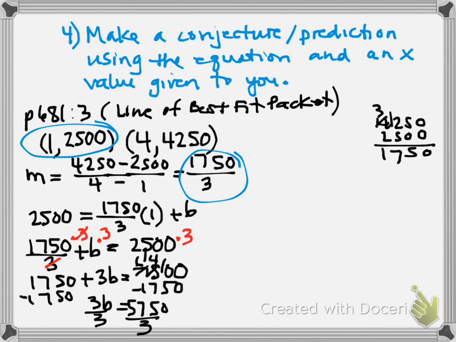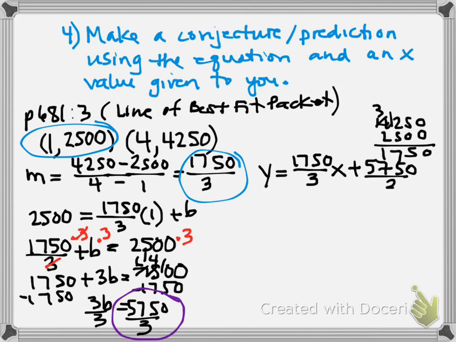Okay. Now again, the digits there add up to be 17. So 3 can't go into them evenly, and I'm not going to rewrite this as a mixed number because I'm going to do some math with this. So I'm going to take these two values and write my equation. So we get y equals the slope times x plus the b value, 5,750 thirds.